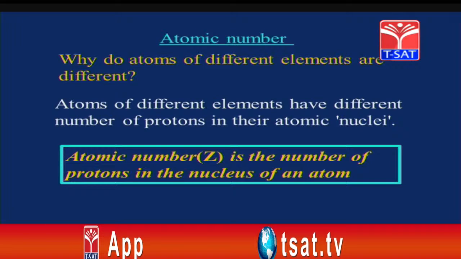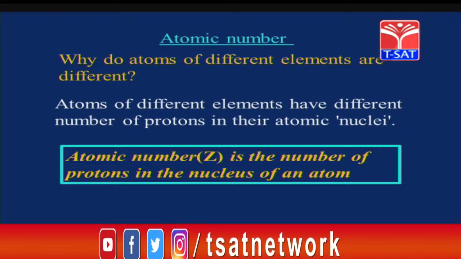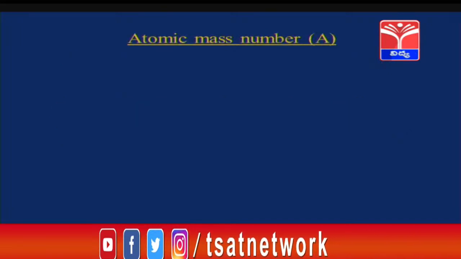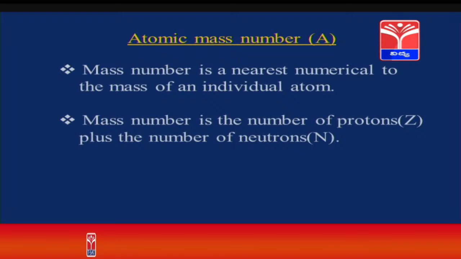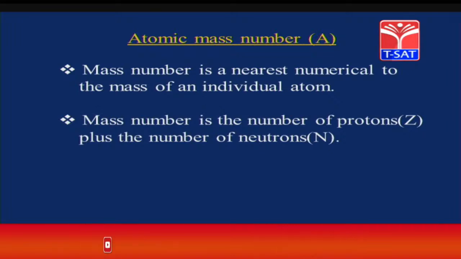The atomic number is the number of protons in the nucleus of an atom. Atomic number is indicated with the letter Z. Atomic mass number is A. Mass number is the nearest numerical to the mass of an individual atom. Mass number is the number of protons Z plus the number of neutrons.